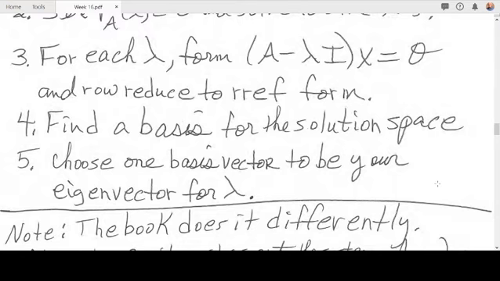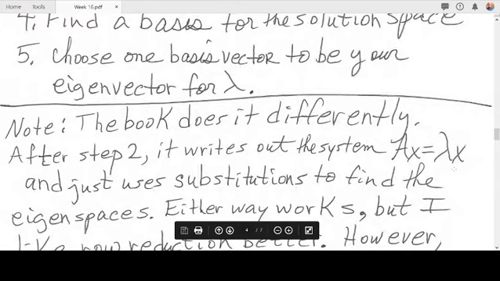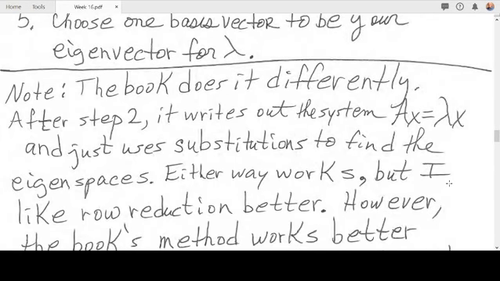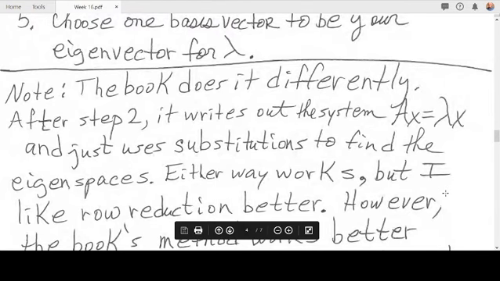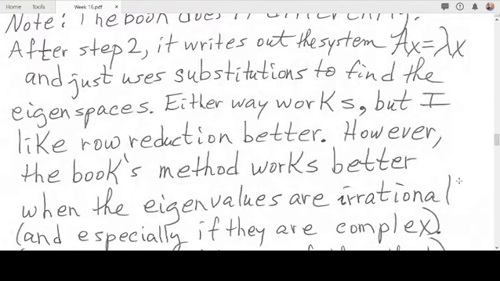Four, find a basis for the solution space corresponding to that lambda. Five, choose one basis vector to be your eigenvector for that particular lambda. Note, the book does this differently. After step 2, it writes out the system simply as AX equals lambda x, and simply uses substitutions to find the eigenspaces. It works either way. I prefer row reduction most of the time.